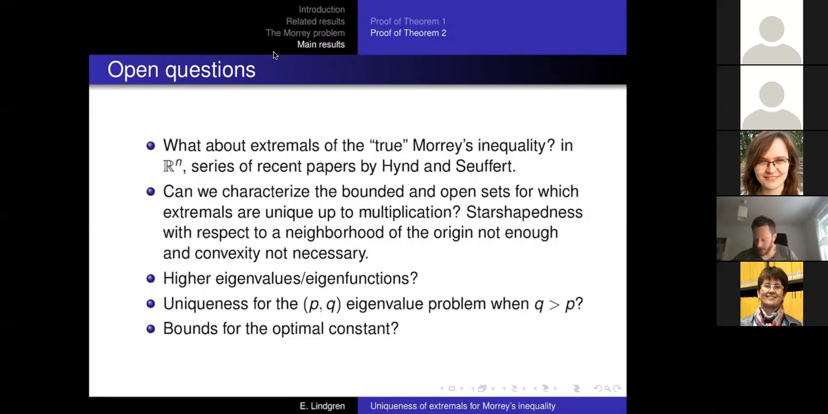And another question is, how can we characterize these sets where you have uniqueness of extremals? Star-shapedness is not enough, but convexity is not necessary. So what can we say? And also, of course, this uniqueness for when you go from LP to LQ, when Q is larger than P, in convex domains, for instance, is not known. So these are some questions that one might be interested in.